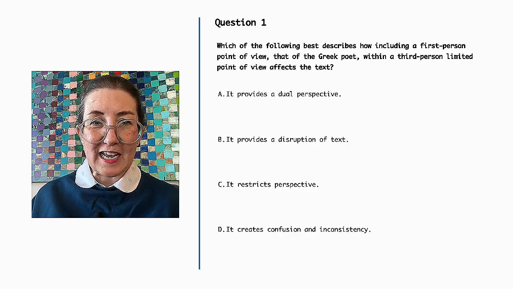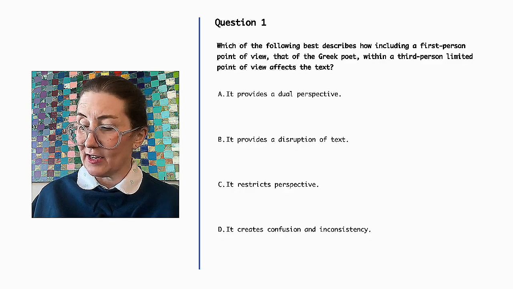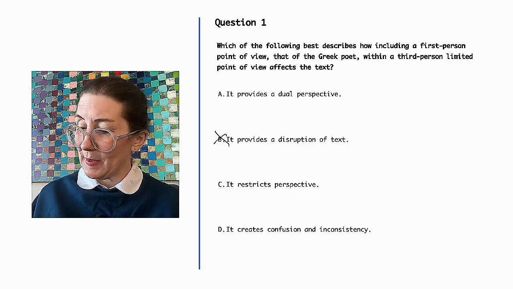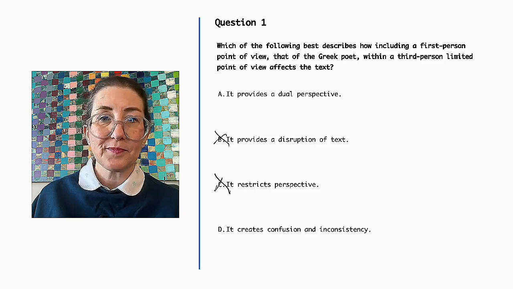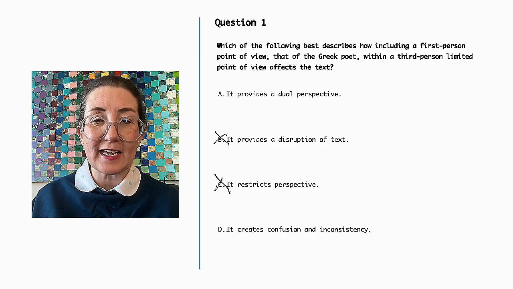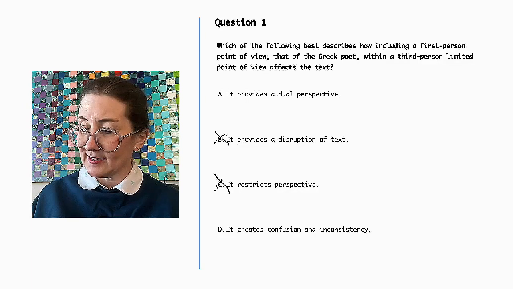It restricts perspective, or it creates confusion and inconsistency. A disruption of text implies an unnecessary break, which isn't the case here. Restricting perspective would limit the scope rather than expand it. And creating confusion or inconsistency would imply the text becomes unclear, which isn't accurate in this context.